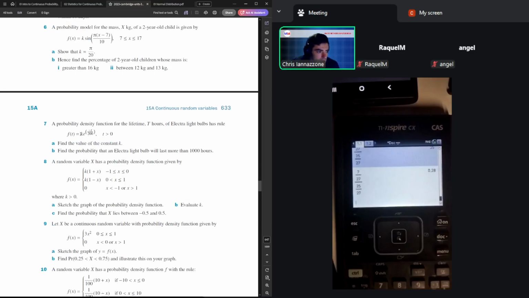Find k means forcing this integral from, in this case, 0 to infinity. It's all t greater than 0. That's pretty common for exponentials, decaying exponentials. You'll shoot them off to infinity. And yeah, exactly. So 0 to infinity, let it equal 1, solve for k. Probability that the bulb will last more than 1,000 hours. More than 1,000 means 1,000 is the lower bound, and you're still setting infinity as the upper bound because that's what the model is expecting. So this will be 1,000 to infinity for your definite integral.